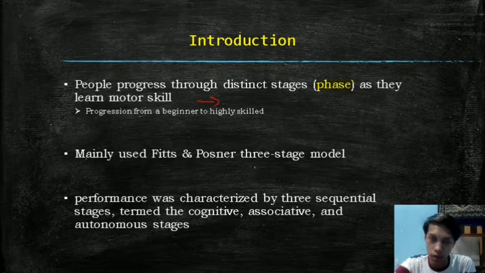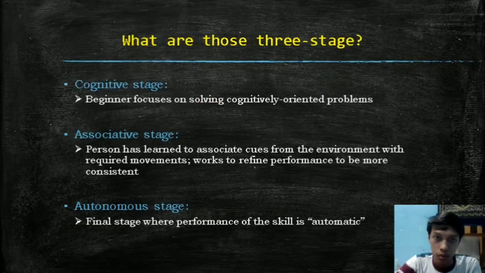In the Fitts and Posner 3-stage model, the performance is characterized by 3 stages termed the cognitive, associative, and autonomous stage. What are those 3 stages about? First we look at the cognitive stage. In this stage, beginners focus on solving cognitively oriented problems.